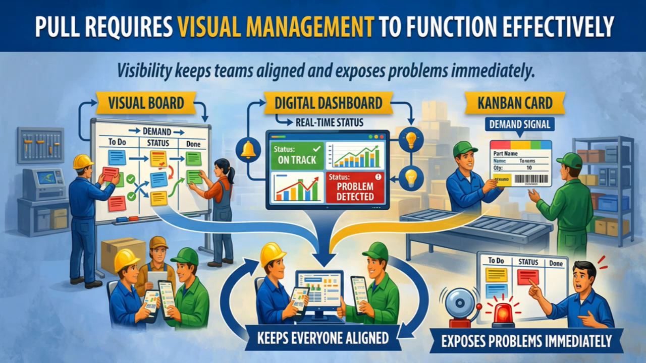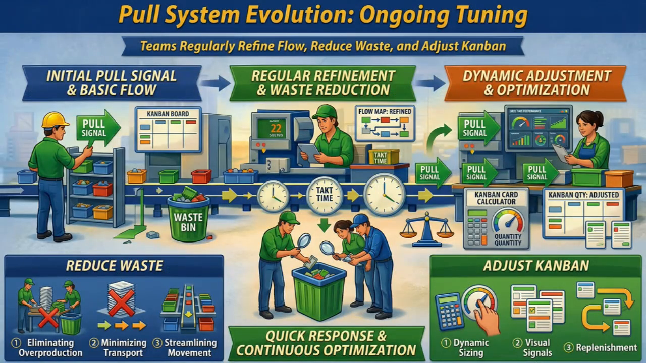Pull also requires visual management. Boards, cards, or digital dashboards show demand and status. This visibility keeps everyone aligned and exposes problems immediately. Pull systems evolve. They require ongoing tuning to stay efficient. This means teams regularly refine flow, reduce waste, and adjust Kanban quantities.